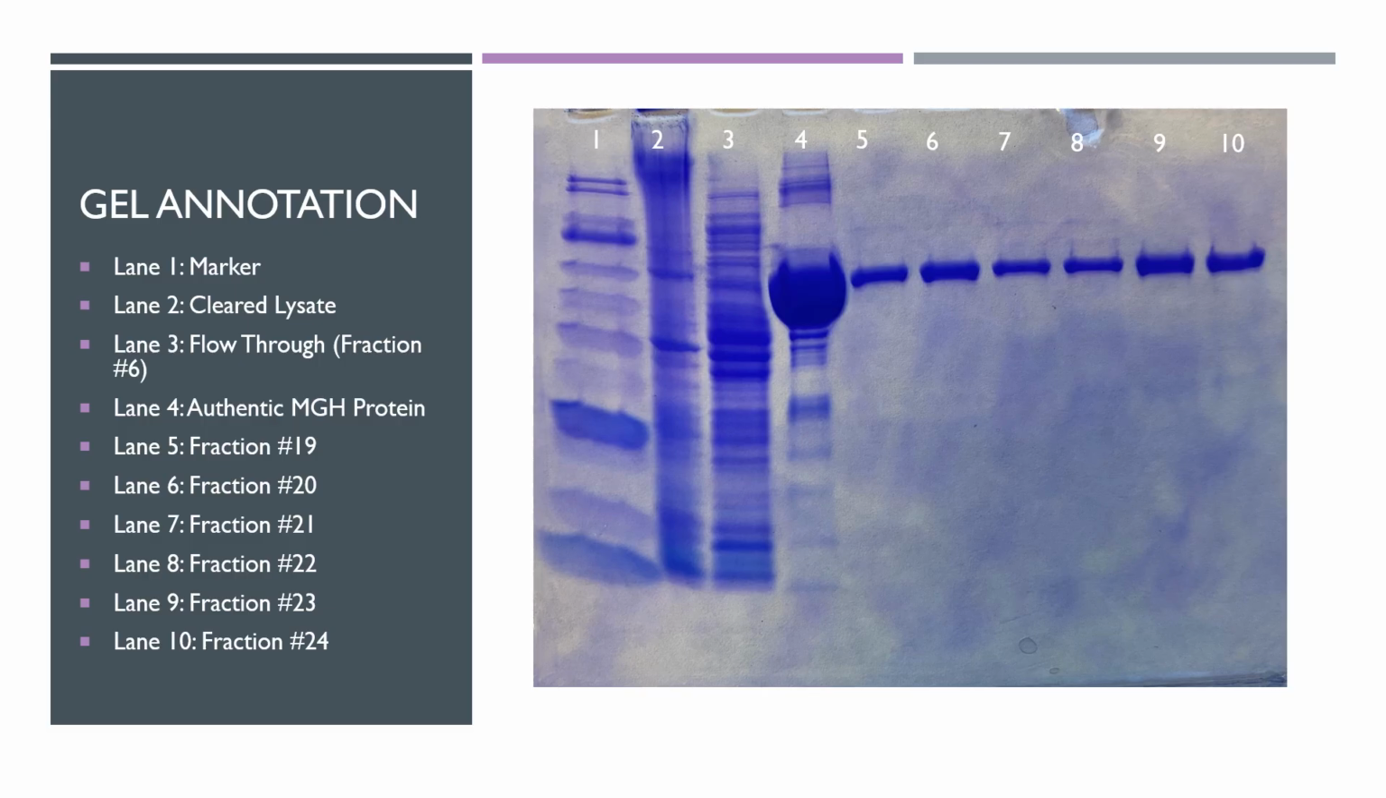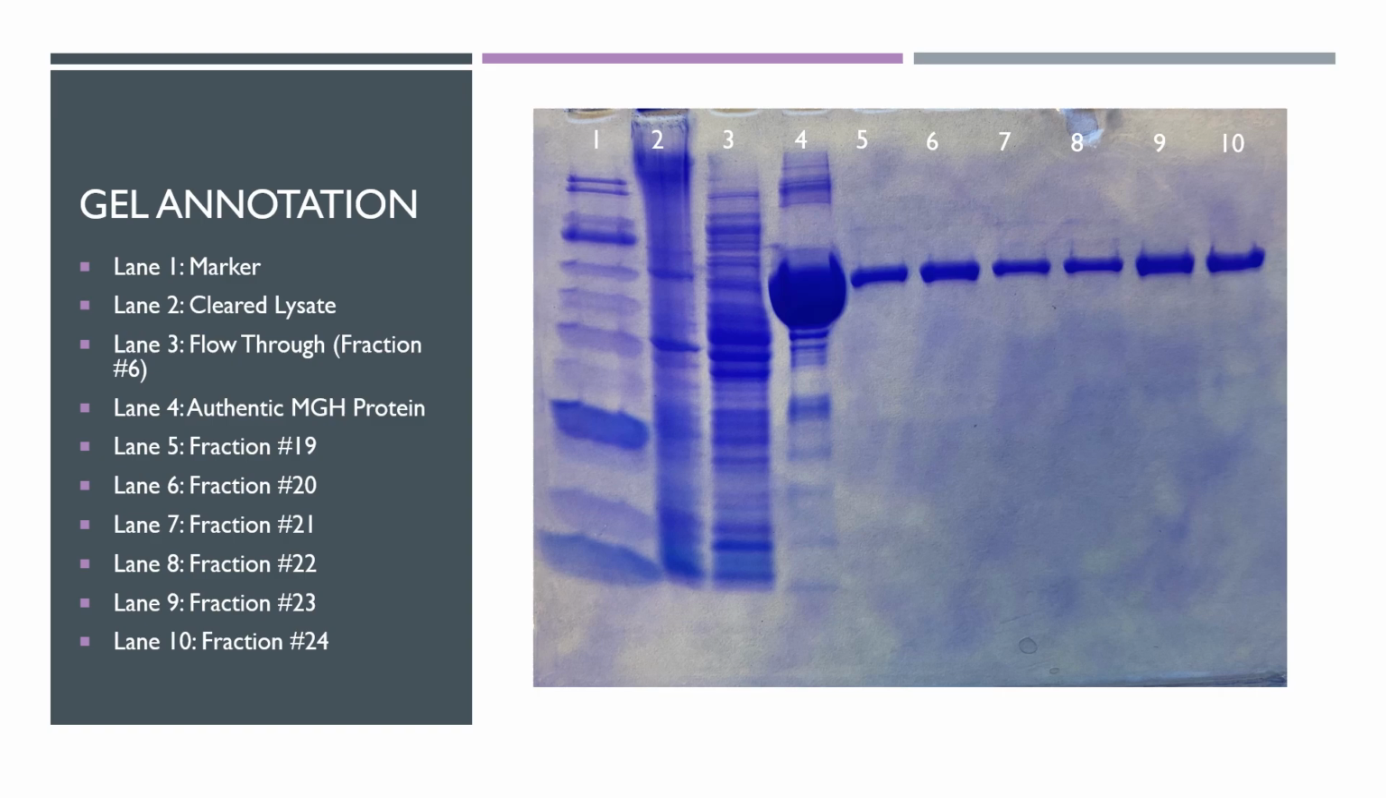Lane 1 includes the marker, which gives us an estimated size for the proteins. Lane 2 is the clear lysate, and the clear lysate lane includes the entire population of proteins subjected to FPLC purification. Lane 3 contains the flow-through, which is fraction 6, and this lane should contain a lot of contaminating protein, but not our protein.